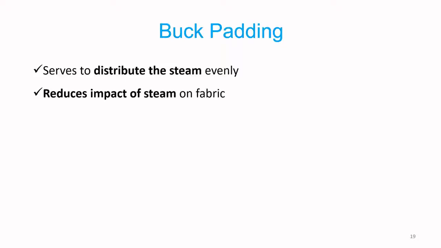It reduces the impact of steam on fabric, so the steam is not going to hit the fabric directly and at one point. So it reduces the impact of steam because some amount of impact is borne by the buck padding. And it provides a soft but at the same time resilient surface, which gives us the best quality of pressing.